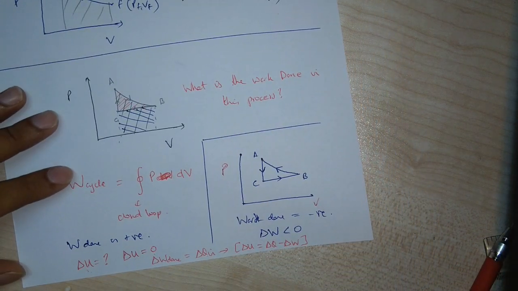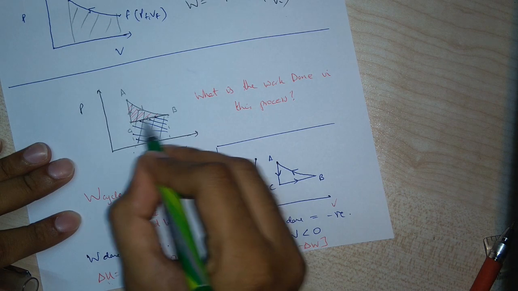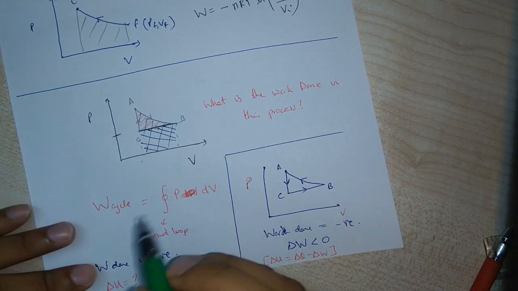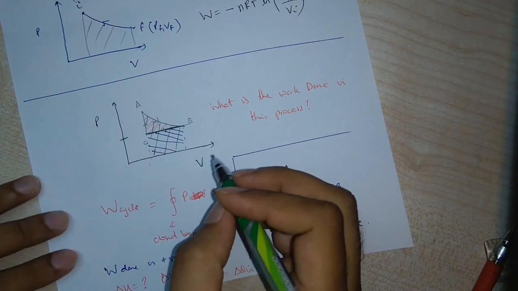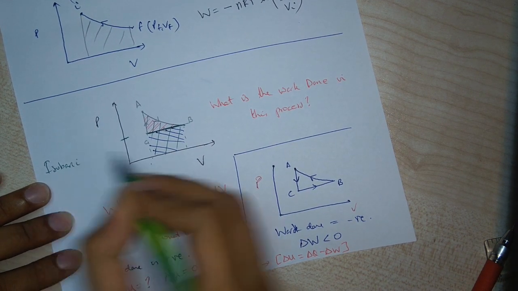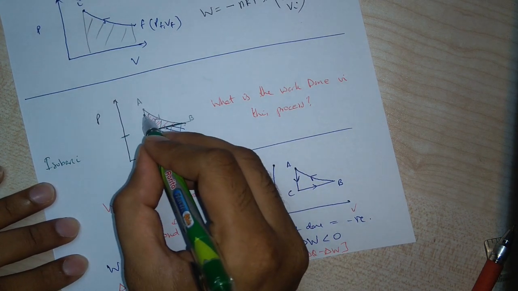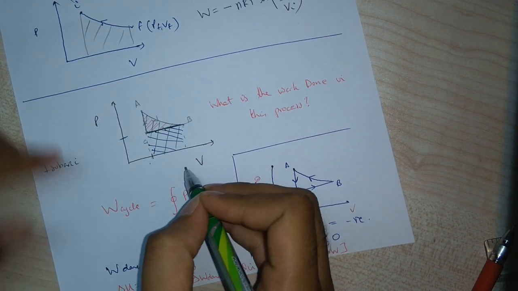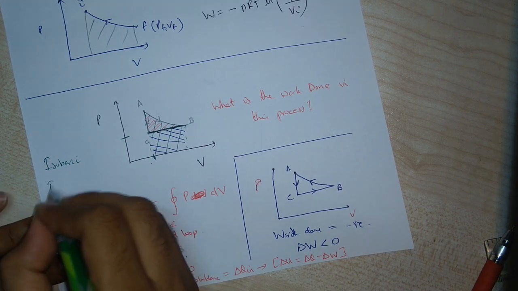Another thing that I should mention here is, if you see this process BC, the variable P, that is the pressure, is constant. So whenever there's a constant pressure and there is a change in the volume, we call such a process isobaric. That is the straight line. If you consider this process CA, you see that V is constant, whereas there is a change in pressure. Such a process, where V is constant and there is a change in pressure, we call isochoric.